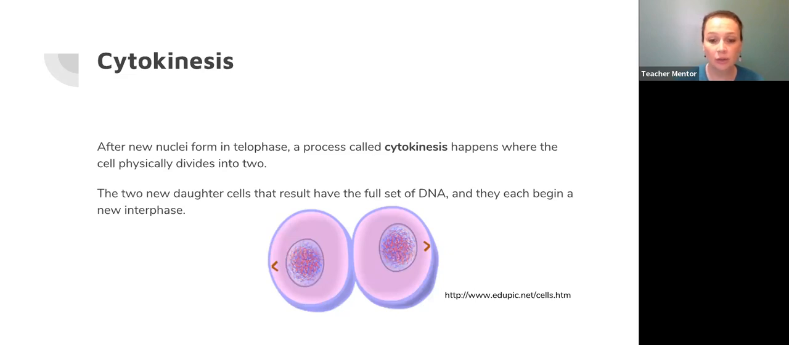So here you can see in this picture the jumbled, messy DNA that's in the middle of the nucleus now. It's not the X shapes that we were seeing. It's more like, again, that bowl of spaghetti all jumbled in there together. So we've got the two new daughter cells that contain the full DNA.